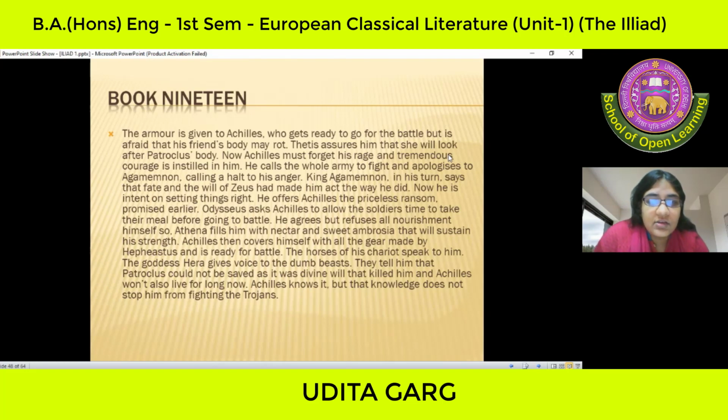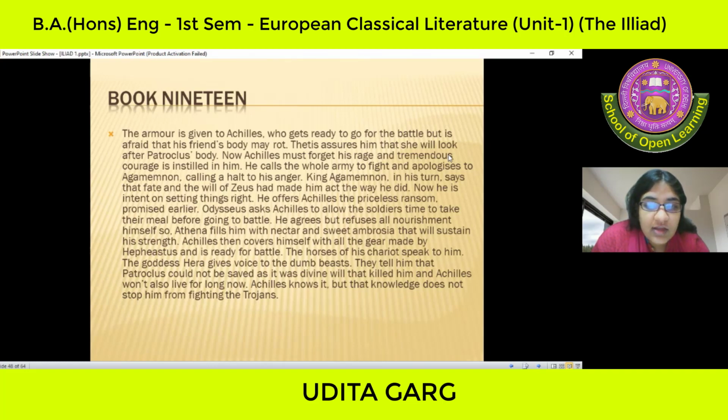So King Agamemnon in his turn says that fate and the will of Zeus had made him act the way he did. Now he is intent on setting things right. He offers Achilles the priceless ransom promised earlier. Odysseus asks Achilles to allow the soldiers time to take their meal before going to battle. He agrees but refuses all nourishment himself, so Athena fills him with nectar and sweet ambrosia that will sustain his strength. Achilles then covers himself with all the gear made by Hephaestus and is ready for the battle.